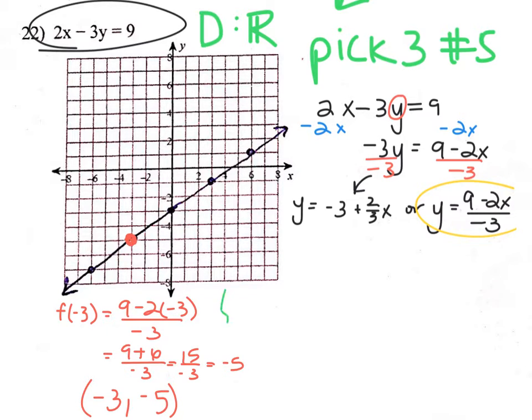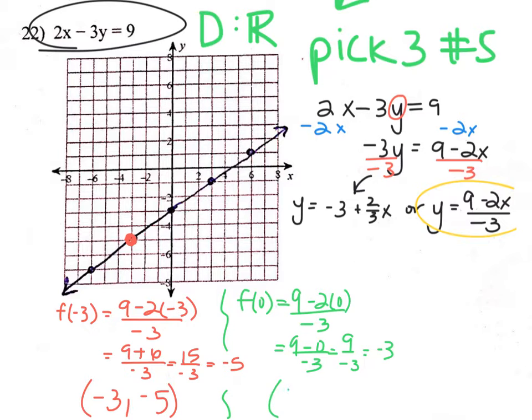Okay, let's kind of do that again. This time I'm going to do 0. f of 0 equals 9 minus 2 times 0, all divided by negative 3. That's 9 minus 0 over negative 3, which is just 9. That's just 9 divided by negative 3, which is negative 3. So this ordered pair is (0, negative 3). That's going to give me this plot right here.